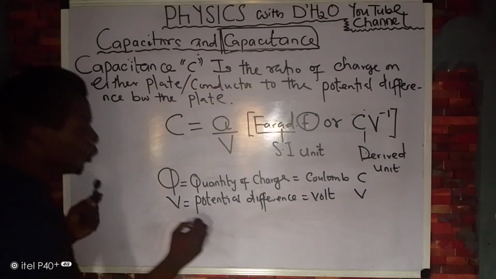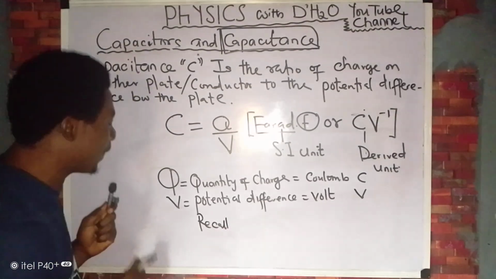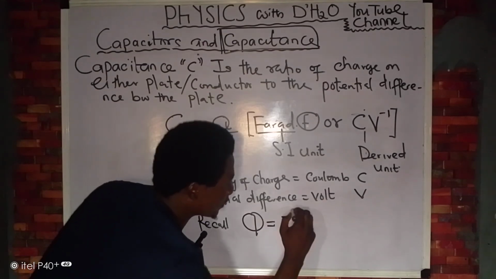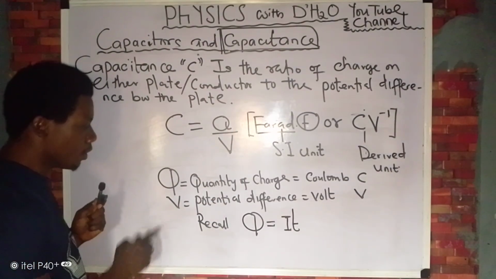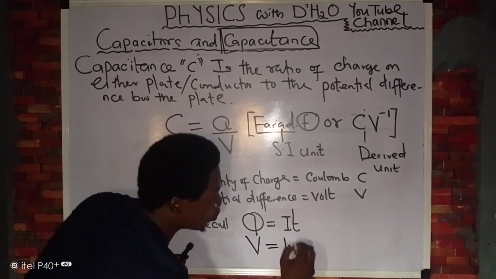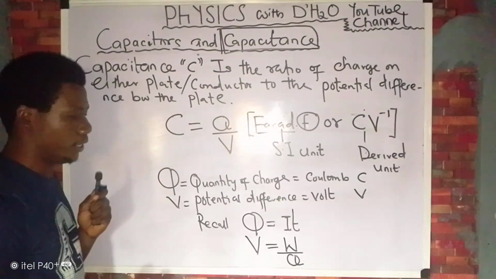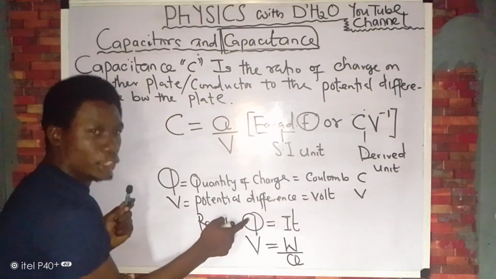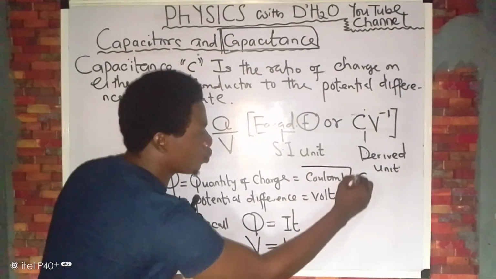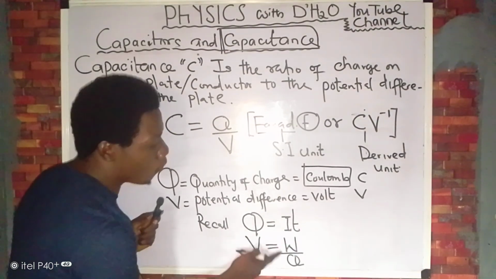Also, recall, please take your book and your pen and write this formula. Quantity of charge is equal to current times time. V, which is your potential difference, is equal to work done per unit charge. Please, it must be noted. Okay, so quantity of charge is current times time, and don't forget the unit is coulomb. Potential difference is work over charge.